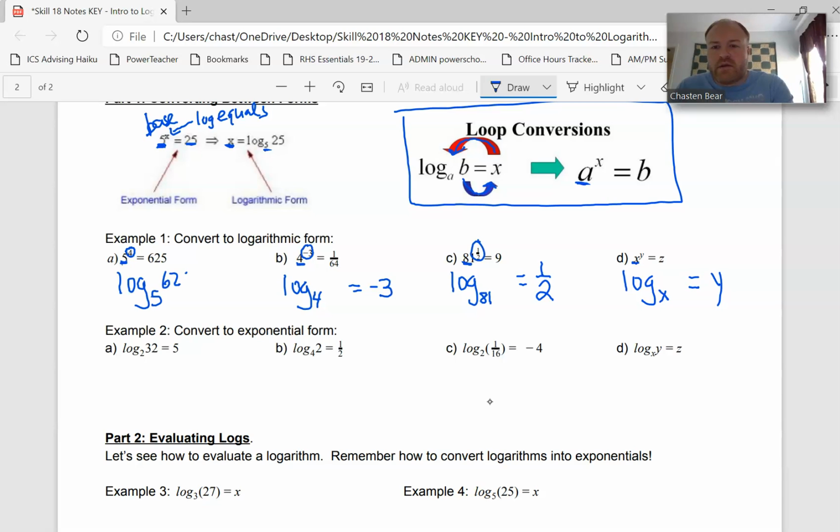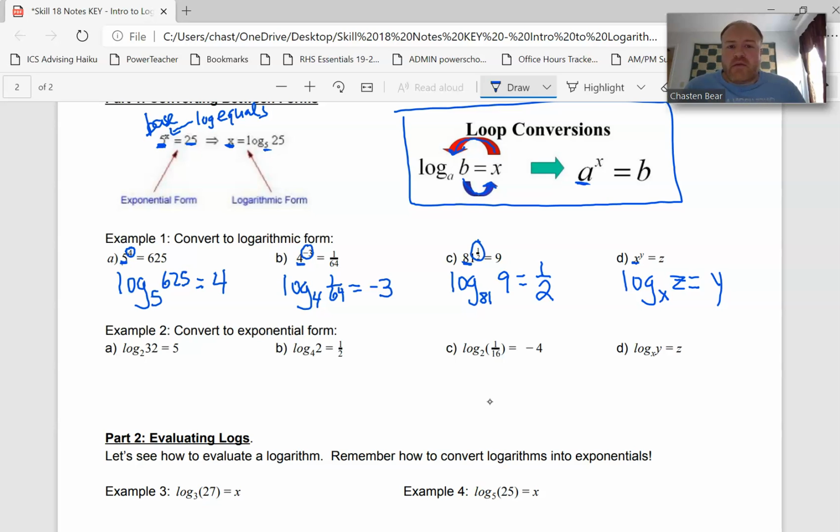So this will be 625. This will be 1 over 64. This one will be 9. And this one will be z. And that's how we're going to convert those from exponential to logarithmic form. So now let's go the other way.